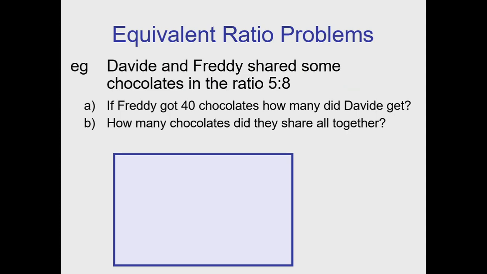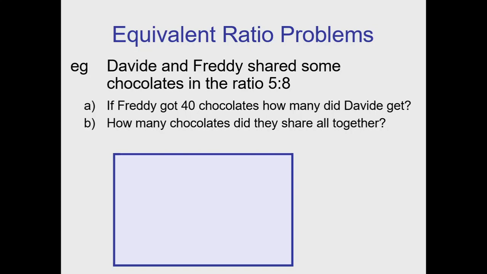So here we've got Davide and Freddie, who are sharing some chocolates in the ratio of 5 to 8. They're sharing some number of chocolates. Notice that we didn't tell you how many chocolates, but we are telling you how many Freddie gets. Freddie got 40 chocolates. How much did Davide get? And then we can work out how many chocolates there were altogether.